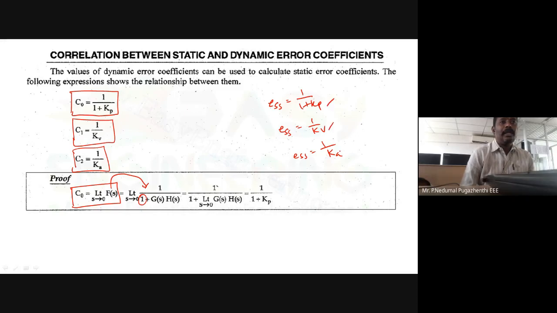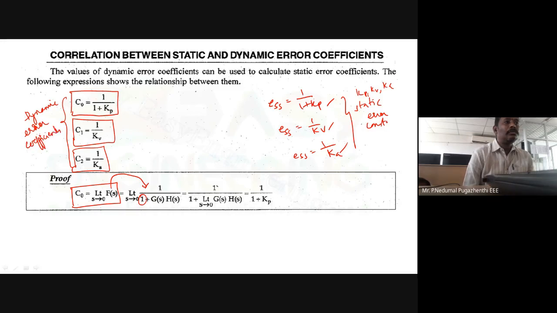This Kp, Kv and Ka are static error constants. This C0, C1 and C2 are dynamic error coefficients. Is it okay? So you can relate these dynamic error coefficients with your static error constants using these relations, C0, C1 and C2.